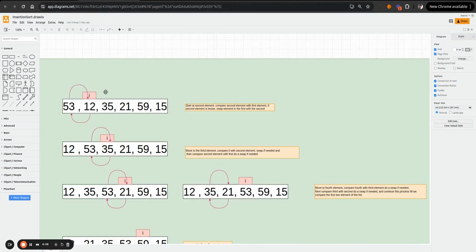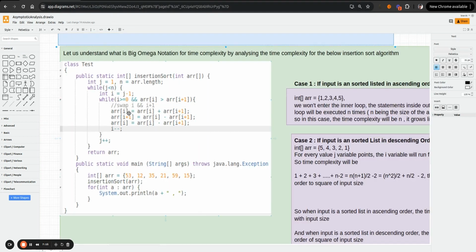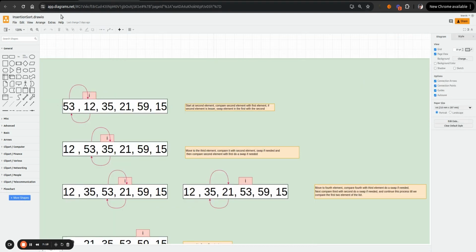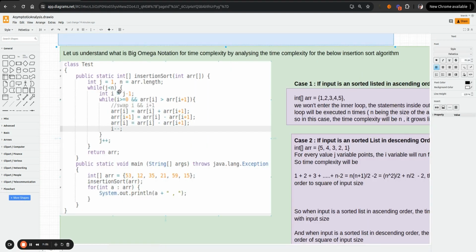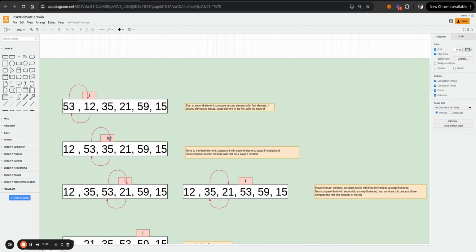First, if we look at this array, as I said, it will start from the second element. So we'll compare these two elements first. If the left side value is greater than the right side value, we'll do the swapping. So here, as the left side value is greater than the right side value, we'll enter this loop and do the swapping. After that, we'll increment the outer loop and go to the next element.